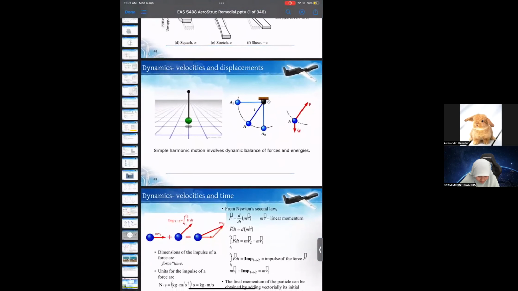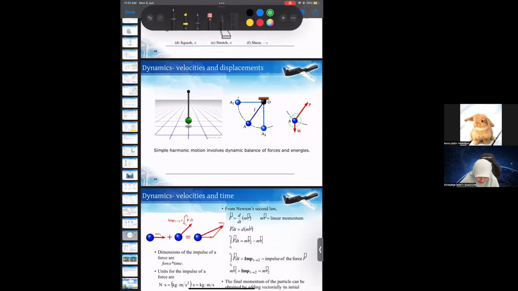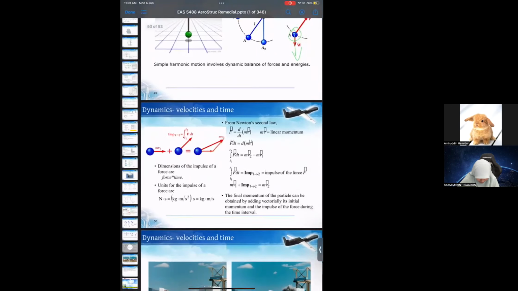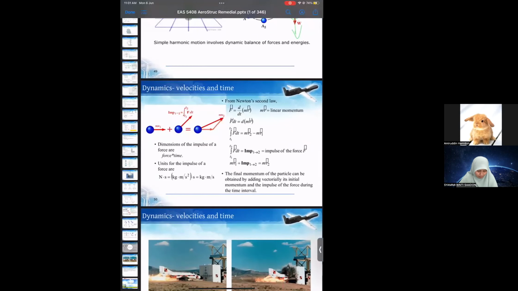The same thing applies to the movement of simple harmonic motion, which involves a dynamic balance of force and energy. Like this, there is a force, weight for example, acting on the particle here in this direction. And then impulse. From this force we can calculate the impulse of a force.